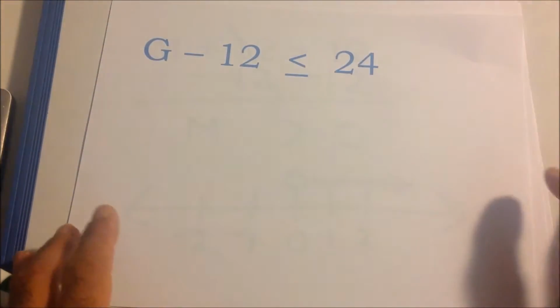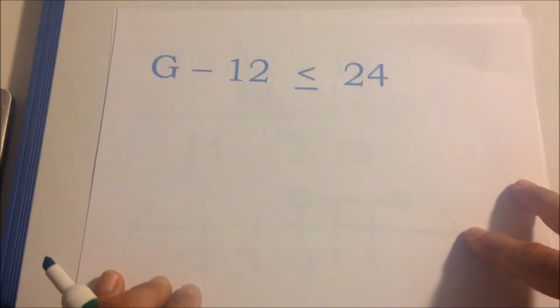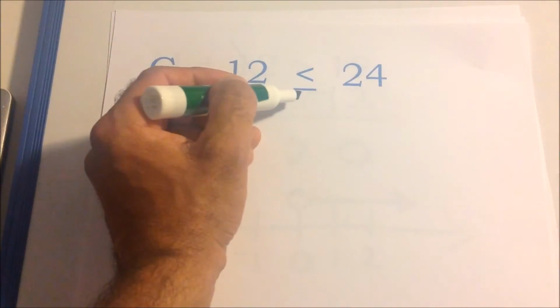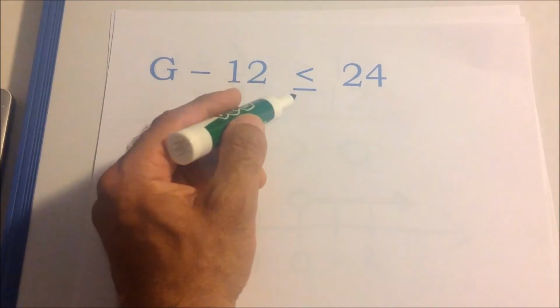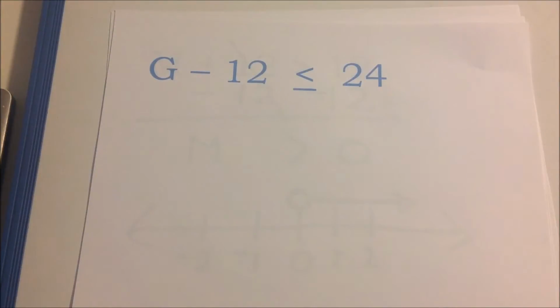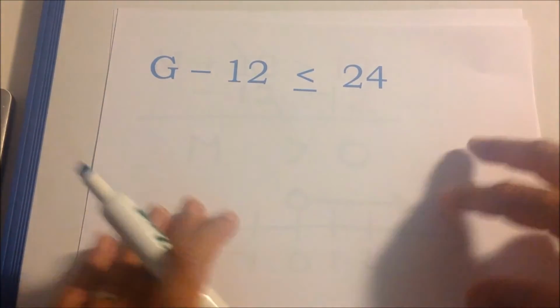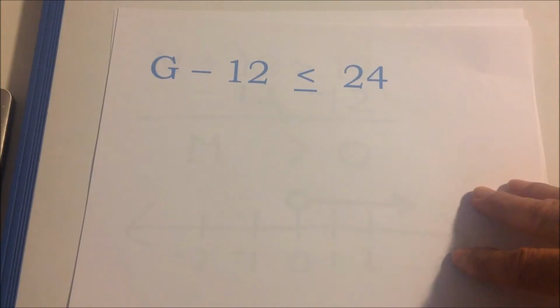Okay, this is g minus 12 is less than or equal to 24. Remember that inequality sign. Less than or equal. So see if you can do this one. Pause the tape, try this, and graph it, just like we did in the last question.